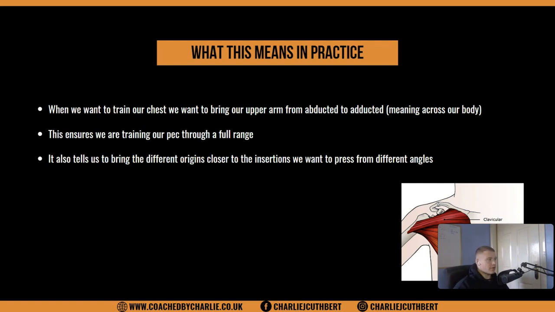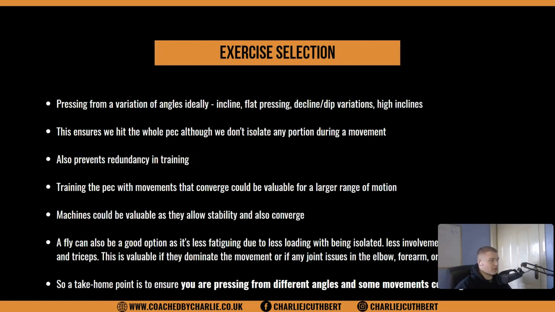So what does this mean in practice? Like I said, we want to take our upper arm from abducted, meaning right down here in the stretch position, to across our body to fully train our chest. And that just means we're training it for a full range, which will typically be best for muscle growth 99.9% of the time. Obviously, if you've got injuries or anything like that, then that's going to influence things.